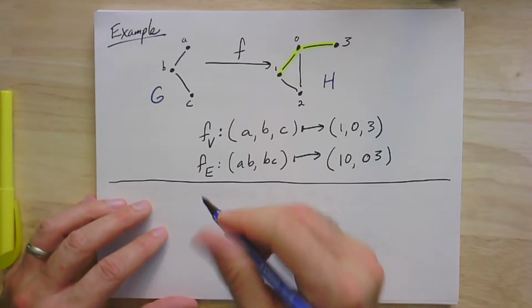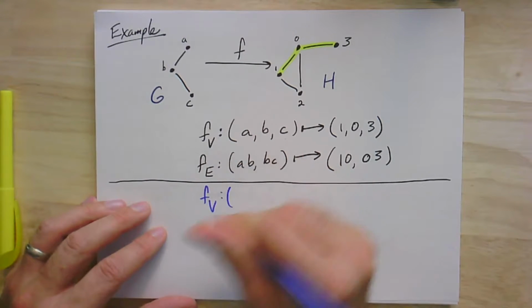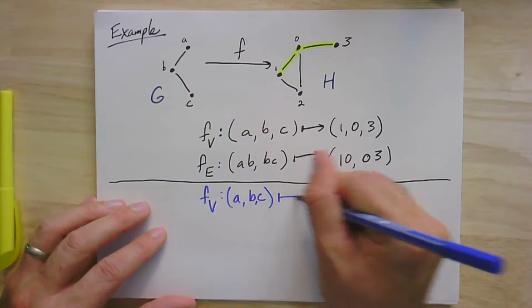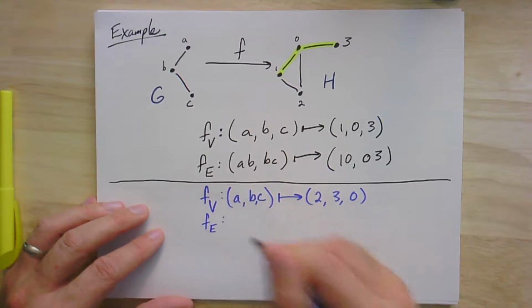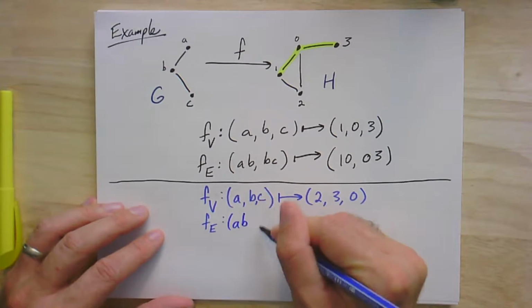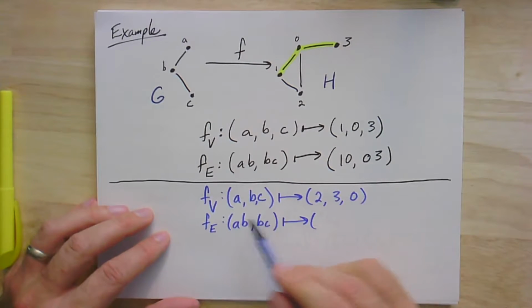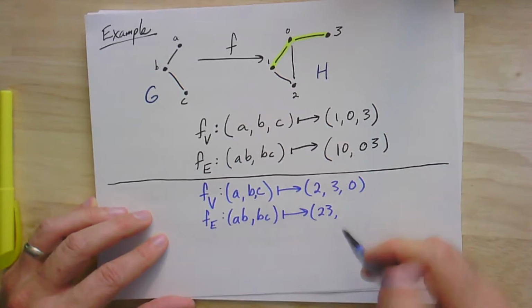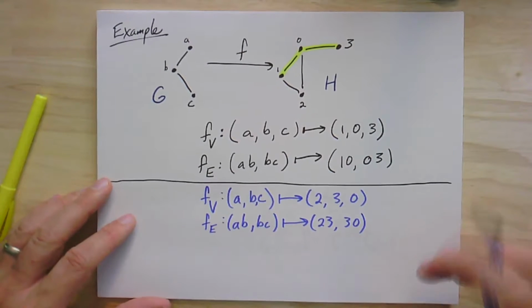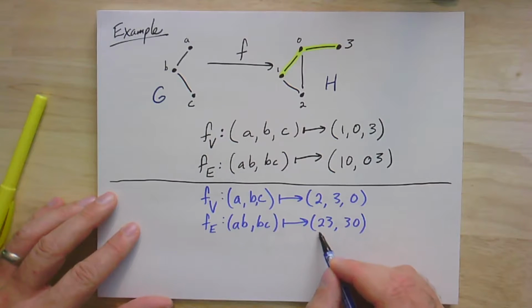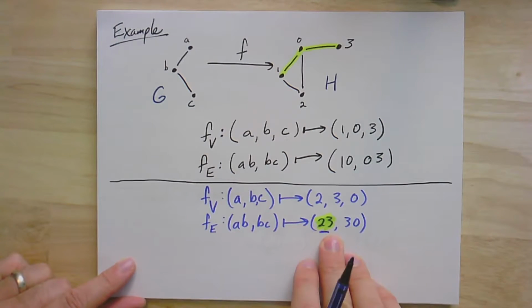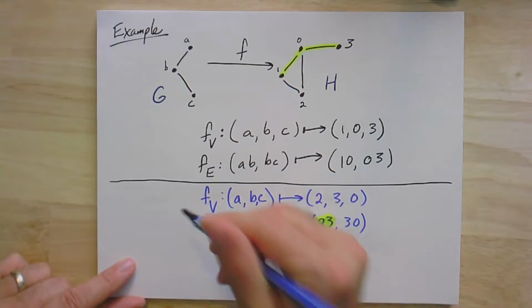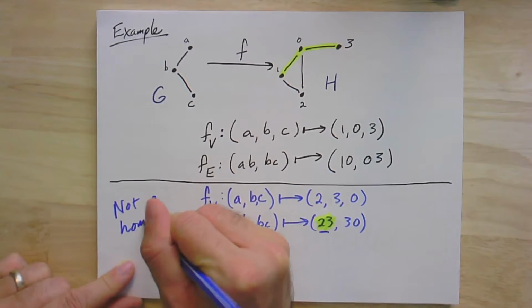I could have picked other functions. For instance, imagine I did the following. I say A, B, and C are going to map to, let's pick 3 other vertices. Let's pick 2, 3, and 0. That would mean that FE should map AB and BC to, well, AB will go to 2, 3, and BC will go to 3, 0, which is the same as 0, 3 here. But if you look, you'll notice that 2, 3, this edge right here, is not actually an edge in H. So if I have something that maps to something that's not in H, then this FE is not actually a function from the edges of G to the edges of H. So this, in fact, is not a homomorphism. It fails to be a homomorphism for that reason.